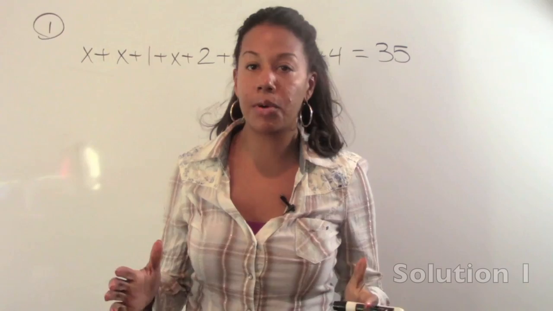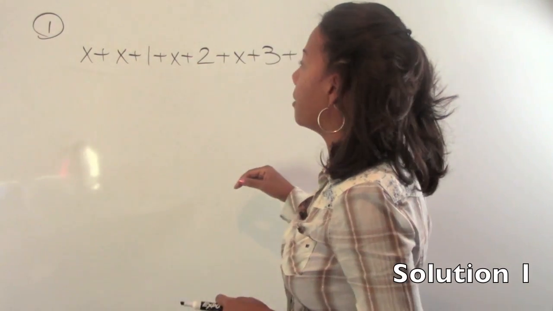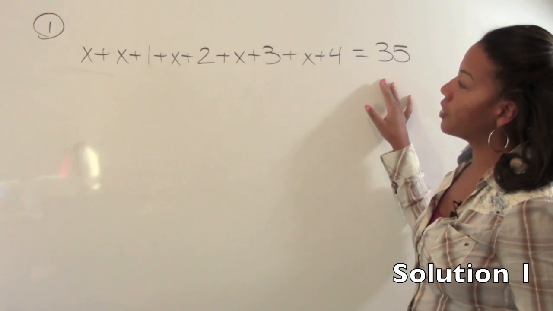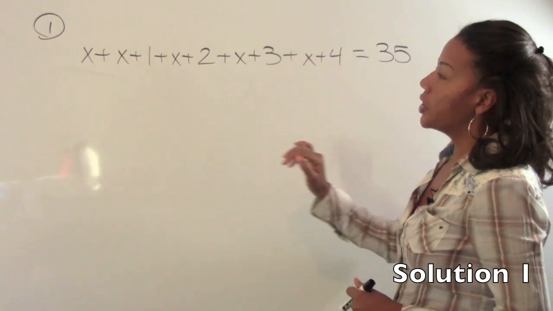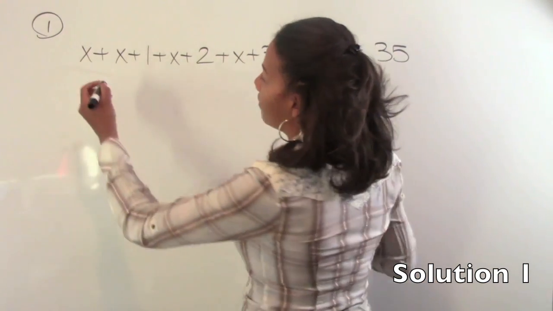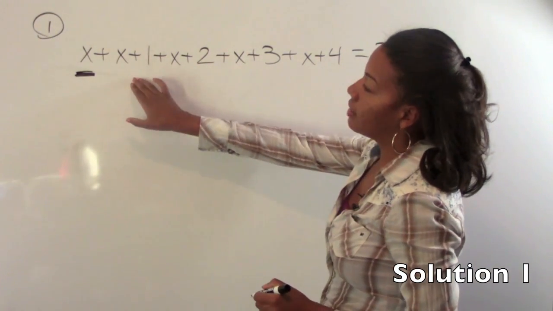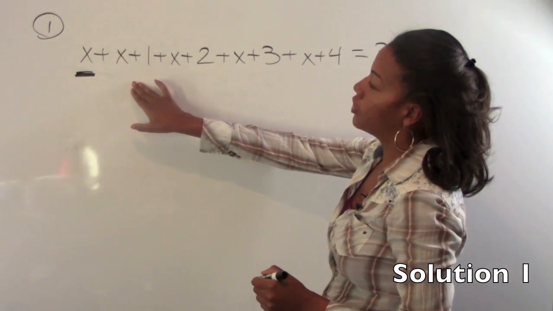We're going to start with number 1. Number 1 tells us that the sum of 5 consecutive integers is 35, and they ask us for the value of the largest integer. So let's say that our first integer of the 5 is x. For consecutive, that means just to add 1. So consecutive integer means to add 1.